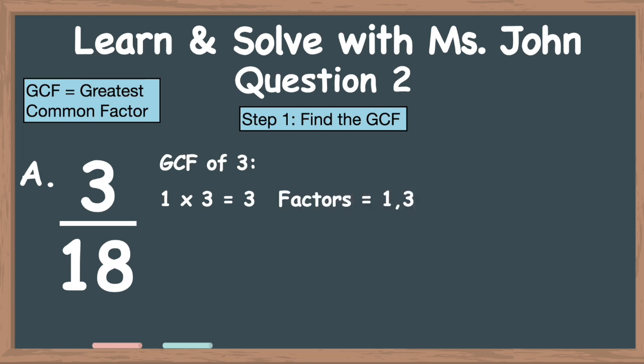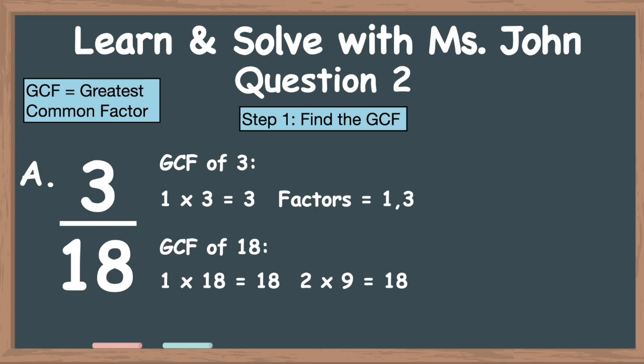Now let's find the factors of 18. So if we break down 18, we get 1 times 18 equals 18. Then we got to think about, okay, does 2 times something equal 18? Hopefully you got 2 times 9 equals 18. Then you also have to think about 3 times something equal 18, and then you do. So 3 times 6 equals 18.